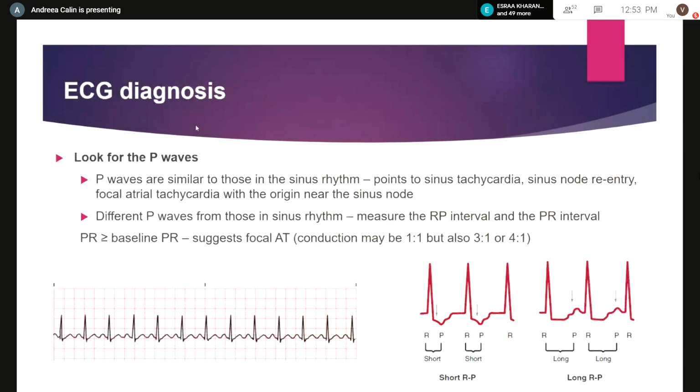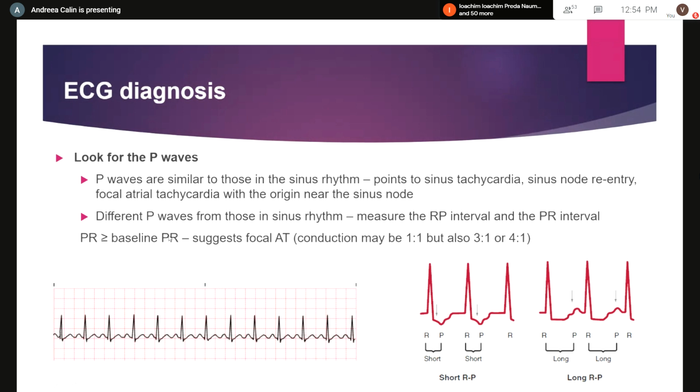So finding the clues for the diagnosis includes finding the P waves. If the P waves are similar to those in the sinus rhythm, this points to sinus tachycardia or sinus node re-entry, or a focal atrial tachycardia with the origin near the sinus node, because the P wave can look similar to the P wave in sinus rhythm. If the P waves are different from those in sinus rhythm, we should measure the RP interval and the PR interval, so these intervals that can be either short or long.